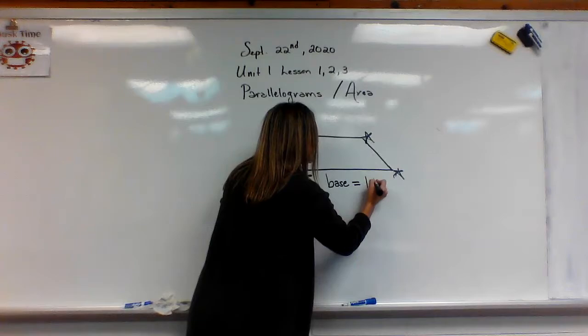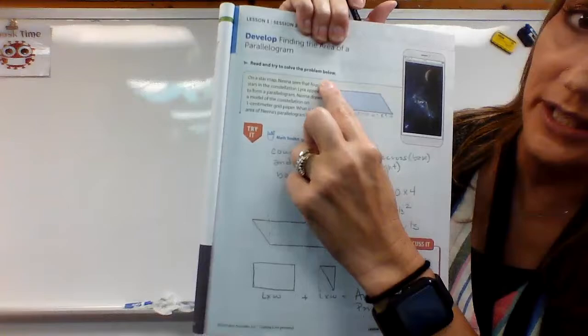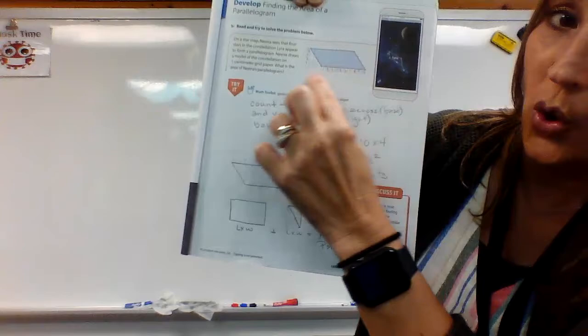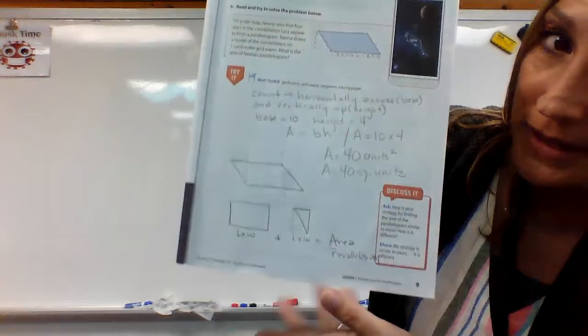I then came back and I counted up. So I counted horizontally, and horizontally means going across. I then counted vertically, and vertically means counting up and down. And it was 10 boxes across and 4 boxes up.